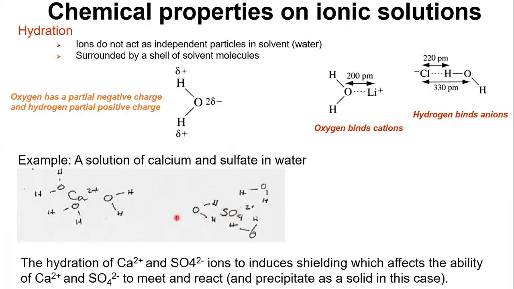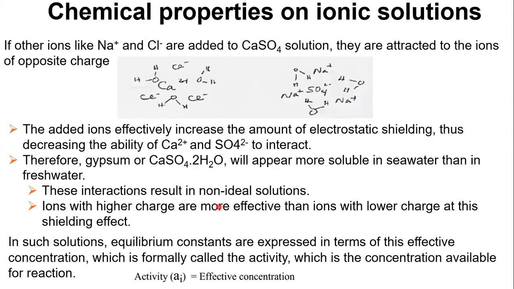Now, the hydration of calcium and sulfate ions induces shielding, which affects the ability of calcium and sulfate to meet and react. The hydration brings a form of shielding, because when the calcium and the sulfate meet, they will form calcium sulfate, which can precipitate out. So the hydration is a form of shielding these ions and preventing them from meeting so that they don't precipitate out, right? That's a very simple concept for us to take note of.